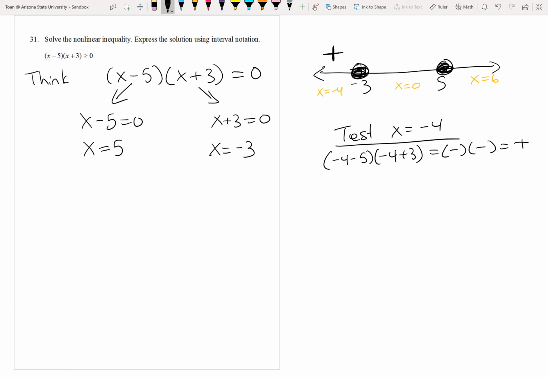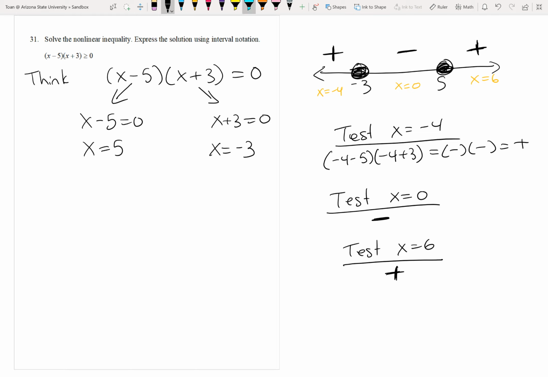And basically what you're going to do is you're going to repeat the process testing the other numbers. Test x equals 0 and x equals 6. So I hope you guys get the idea. I'm just going to fast forward through it, just write down the result. But basically you would do the same thing. Just plug in the numbers into the problem and see if you get a positive or negative answer. So if you were to test x equals 0, you're going to get a negative answer. And if you were to test x equals 6, you're going to get a positive answer.